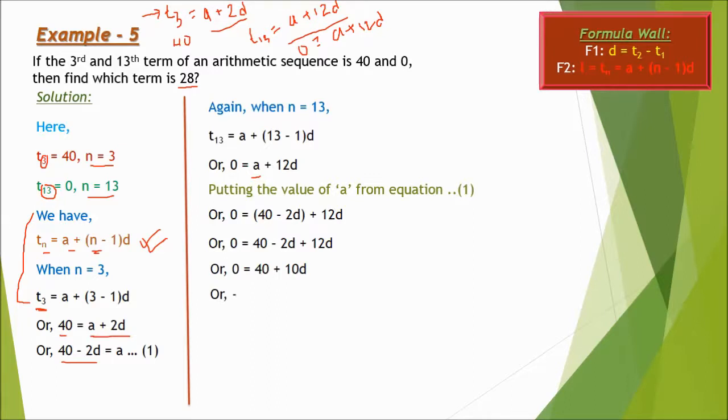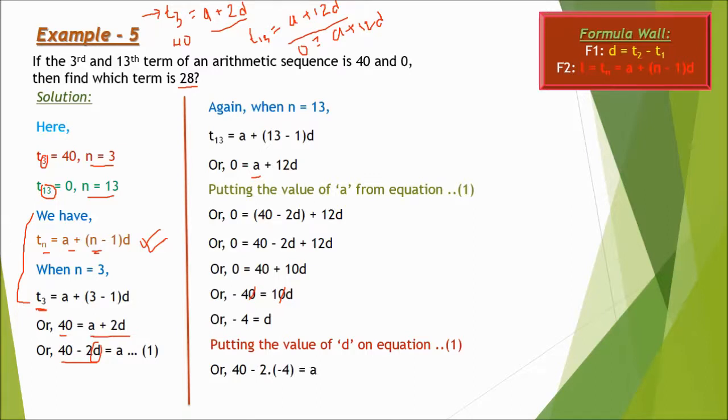Now we can find the value of d. Minus 40, 40 changes its side, that is 0 and 0 can be cancelled, so d is equal to minus 4. Now we can find the value of a by putting the value of d right here, isn't it? Now see, putting the value of d in equation 1, we get 40 minus 2 into minus 4. The value of d is minus 4, equal to a. You can see 40 plus 8, that will be 48. 48 is equal to a.